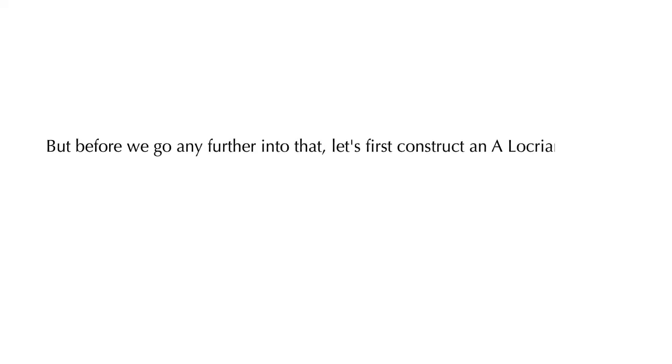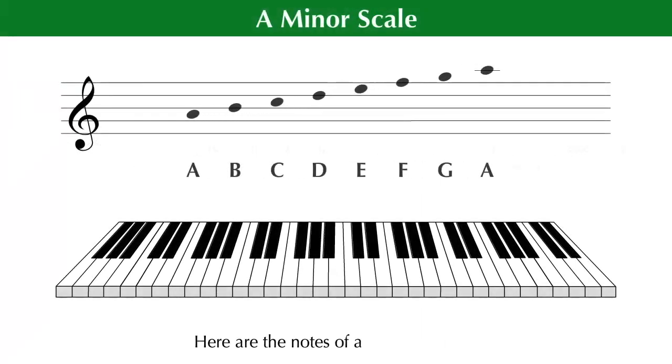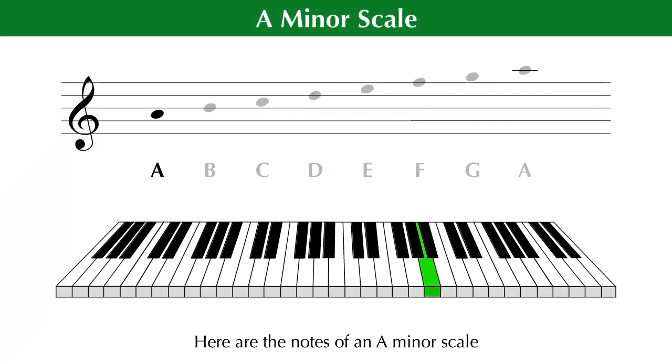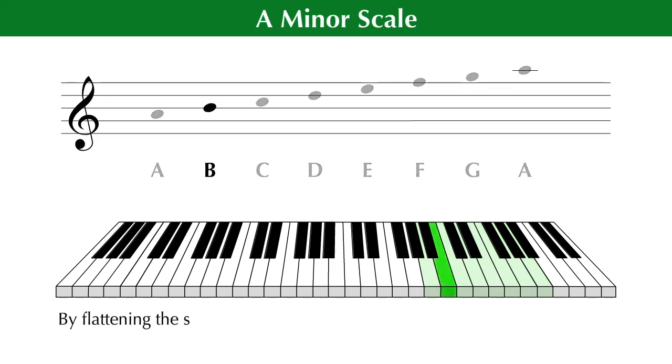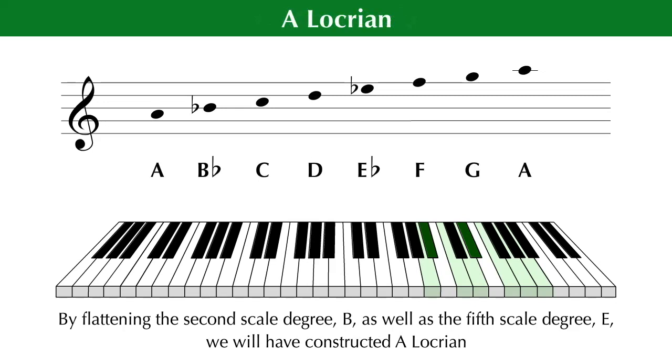triad. But before we go any further into that, let's first construct an A Locrian scale by comparing it with the notes of an A natural minor scale. Here are the notes of an A minor scale. By flattening the second scale degree B, as well as the 5th scale degree E, we will have constructed A Locrian.